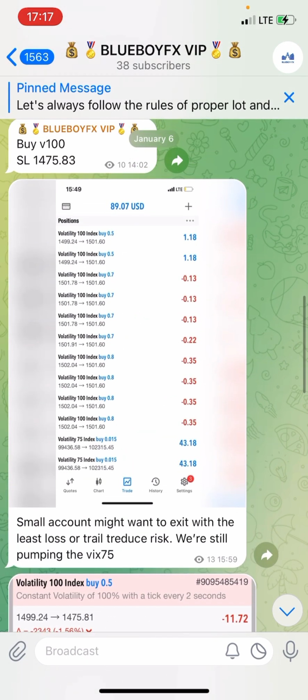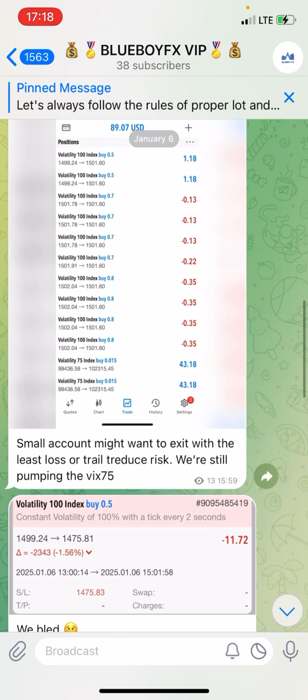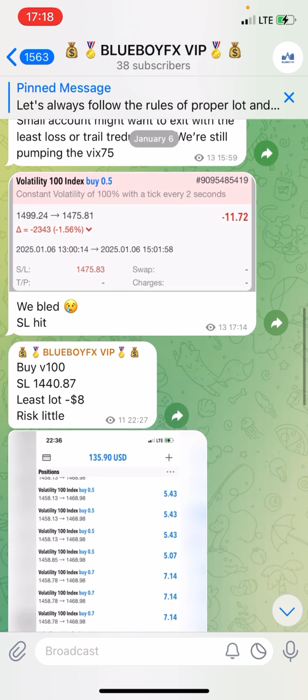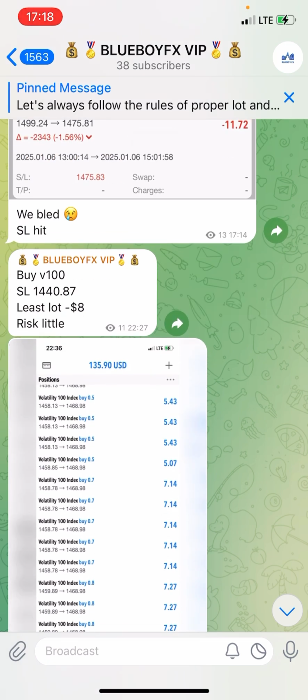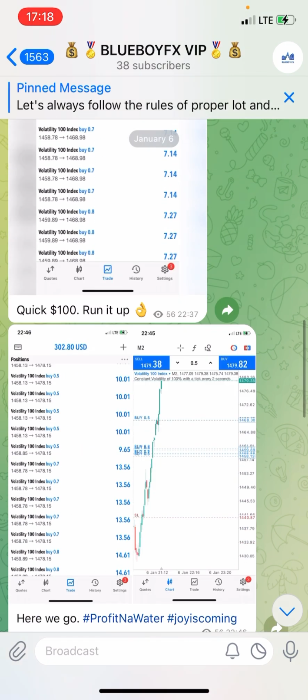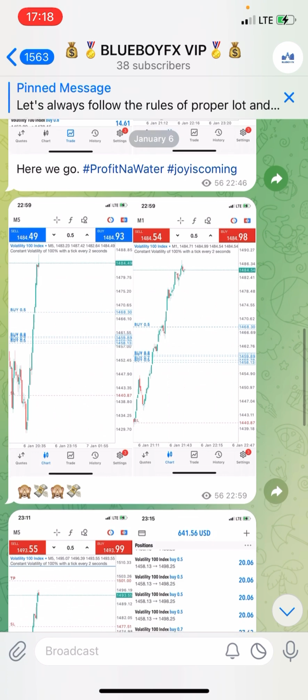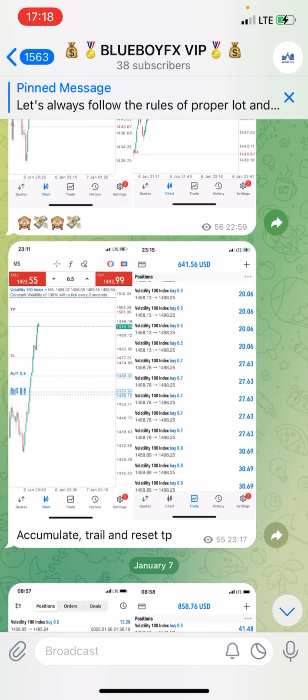So earlier today as well, this was the VIX 100, started on a loss. Of course, you see those losses, but we turned it around. We hit SL. That was the VIX 100 we lost on. Then we went back again for the VIX 100, and it gave us massive profits.